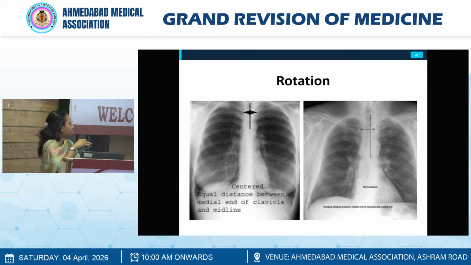Then comes the rotation. So you have to see whether both the medial ends of the clavicle are at an equidistance from the midline or not. This is for the rotation. In patients with scoliosis, and patients in ICU who mostly cannot be positioned well, a rotated X-ray will be seen.